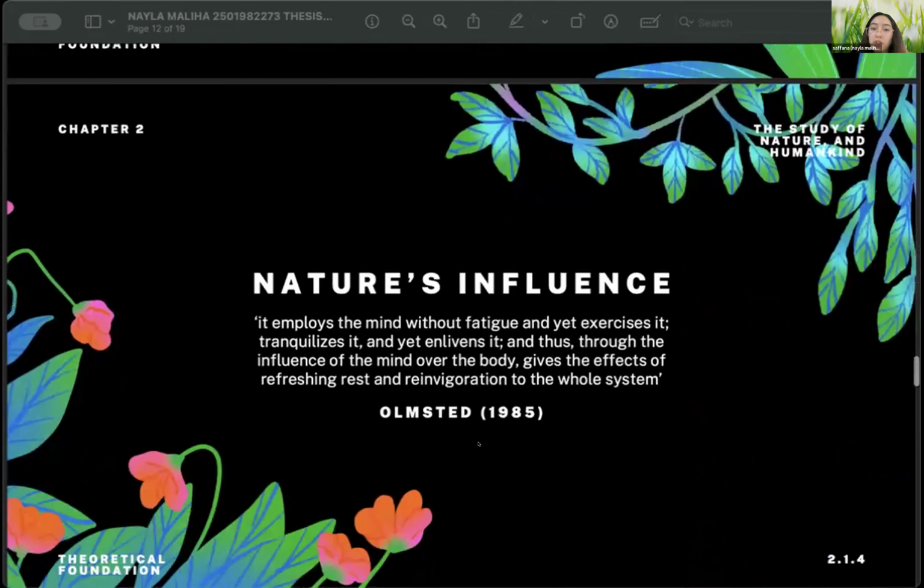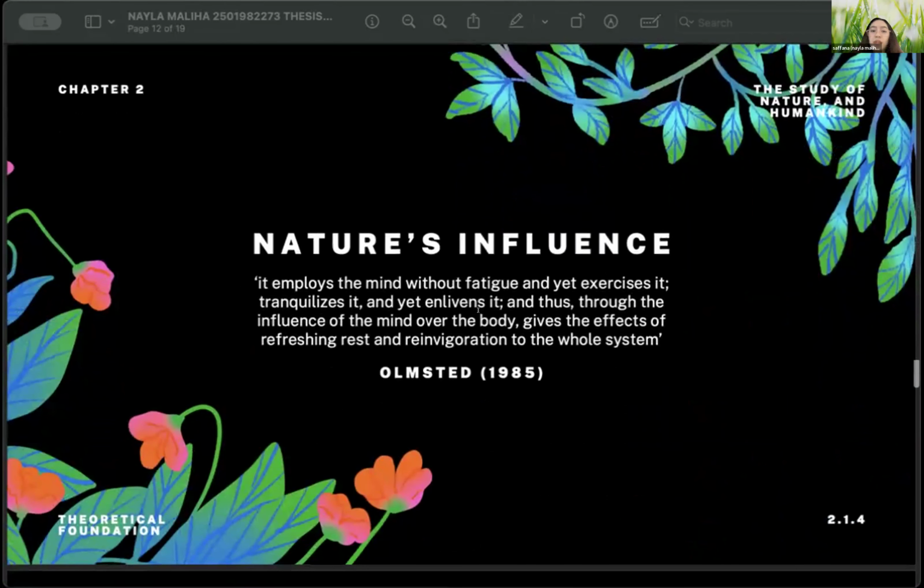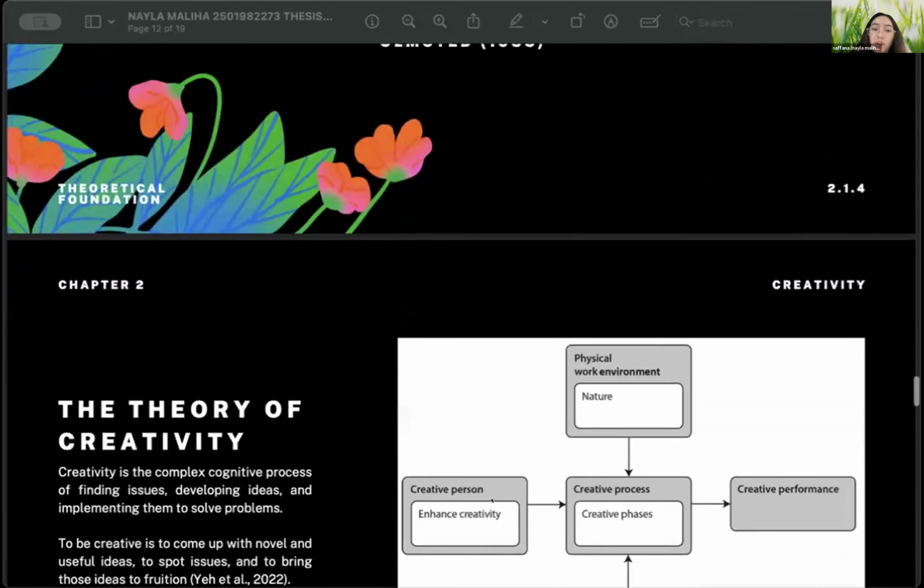So moving on to nature's influence. Spending time in nature serves as a stress reliever. According to Olmsted in 1985, the role of natural scenery in regards to attention restoration goes as follows. It employs the mind without fatigue, and yet exercises it; tranquilizes it, and yet enlivens it. And thus, through the influence of the mind over the body, it gives the effect of refreshing rest and reinvigoration to the whole system.